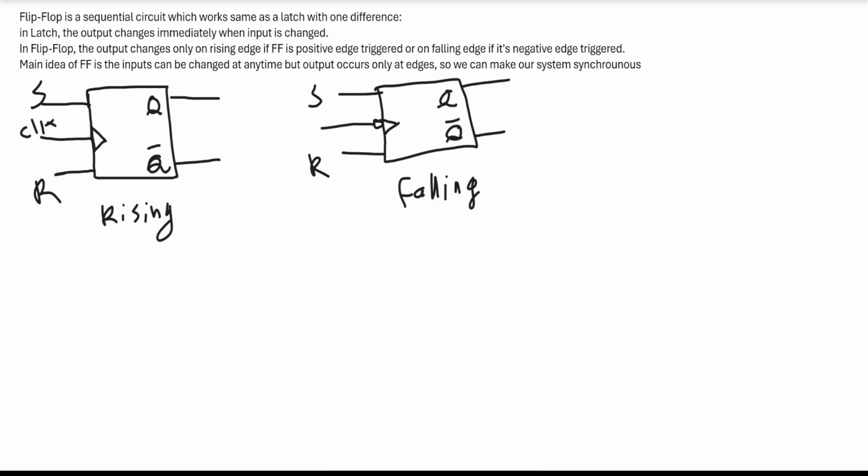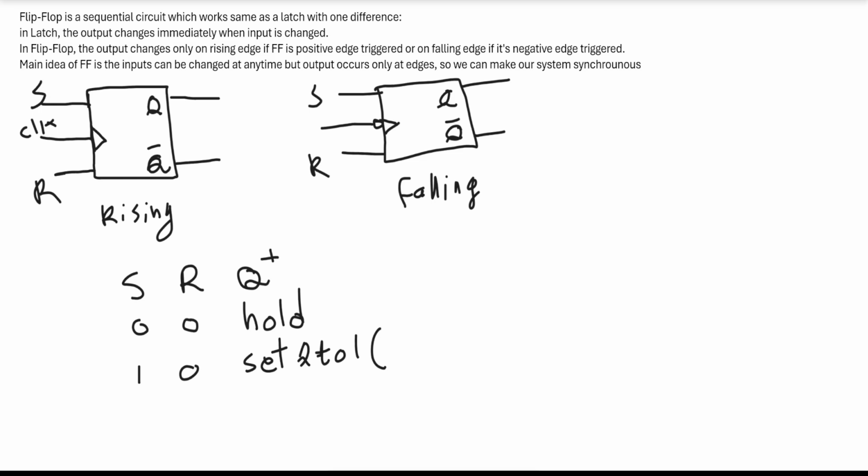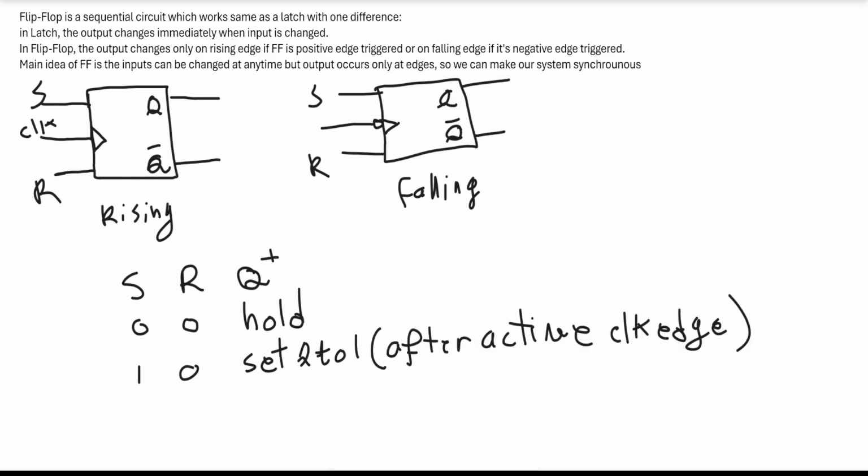The truth table will be very similar to the latch. We have S input, R input, and the next state that we have to figure out. When S is 0 and R is 0, we hold the previous state. If S is 1 and R is 0, we set Q to 1. We set the next state, but only after the active clock edge. When S is 0 and R is 1, we reset Q to 0, also after the active clock edge. When S is 1 and R is 1, it is not allowed.